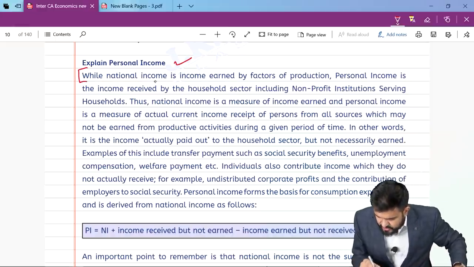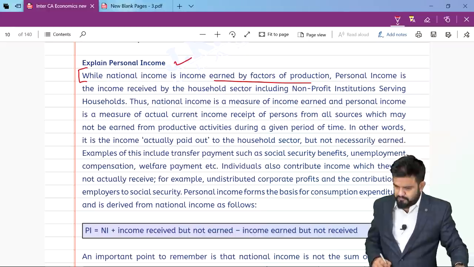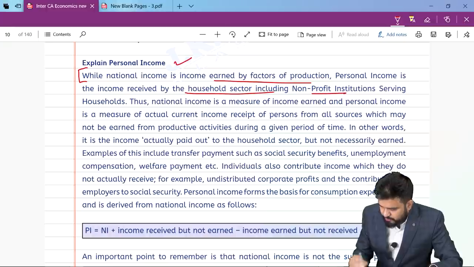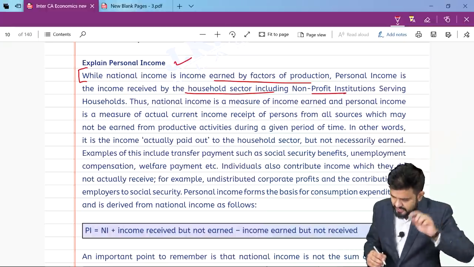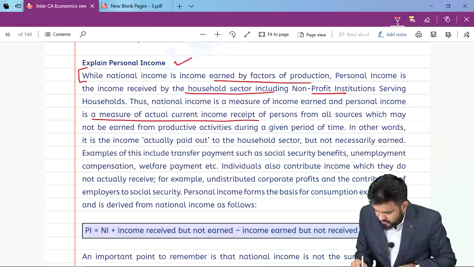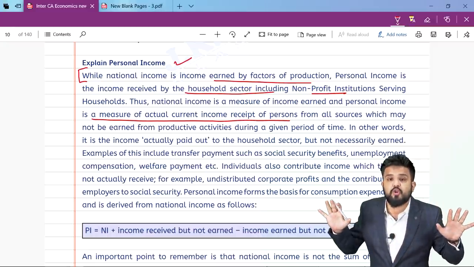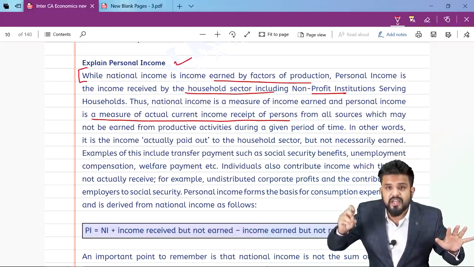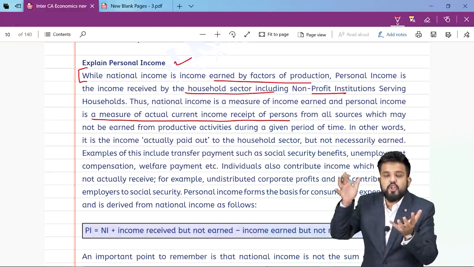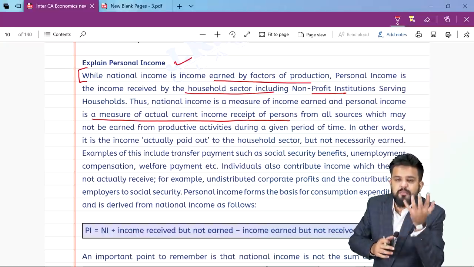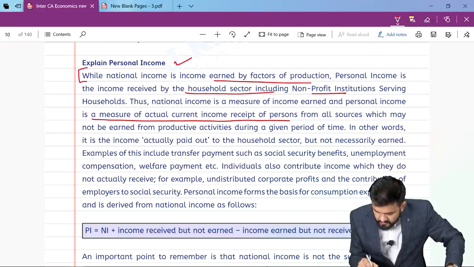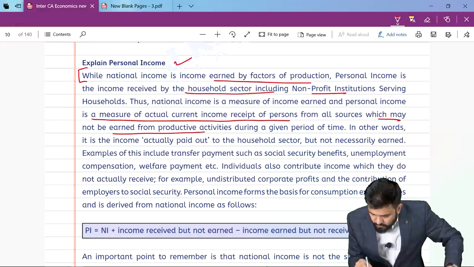So while national income is income earned by factors of production, personal income is income received by households, including non-profit institutions serving households. Thus national income is a measure of income earned, and personal income is a measure of actual current income receipts of the person from all sources, even students' gifts, charity, donation, grant, pension, dowry, everything will come here. But it should be received. Money should be in your hand or coming into your account.